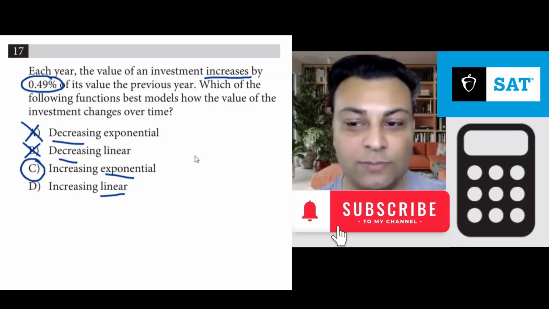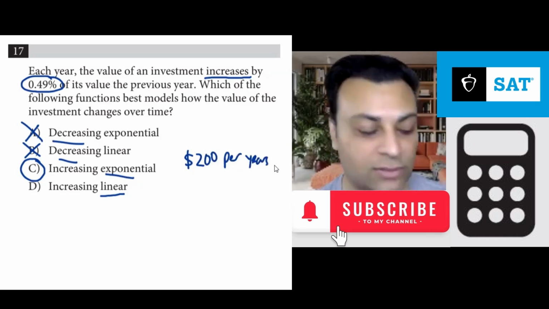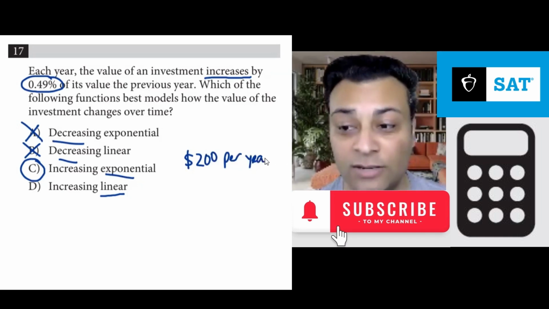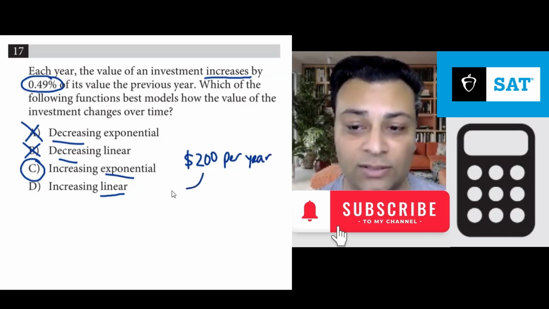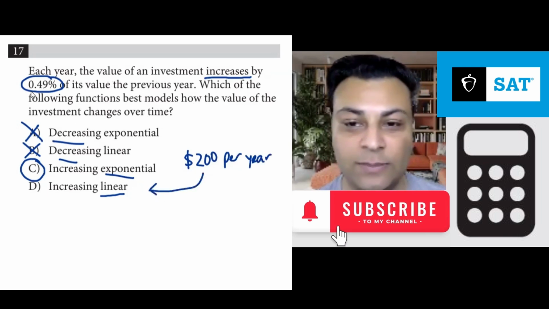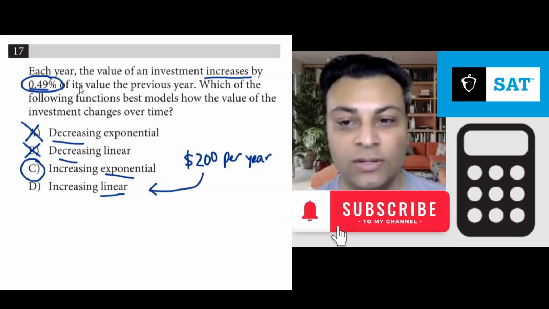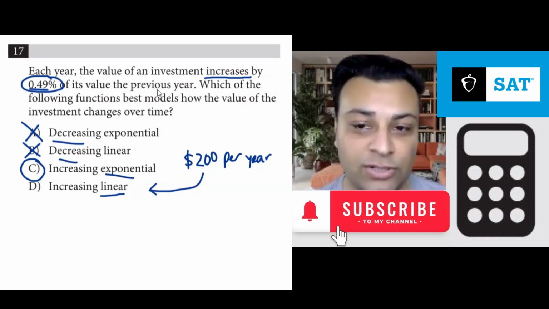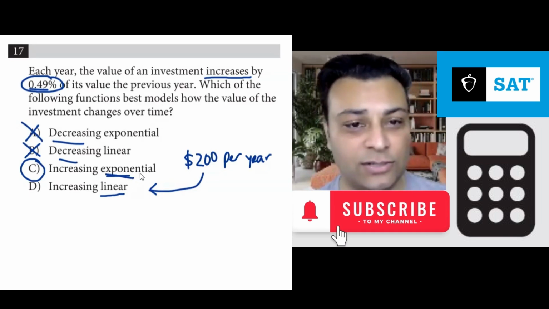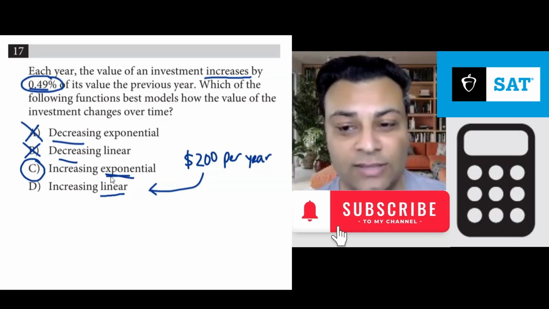Now, if they said increases by, let's say, $200 per year, that's a constant amount of increase per year. That would be linear. But if it increases by a percentage of its previous value, a percentage of its value the previous year, that's exponential because it's not a fixed amount every year. It is a fixed percentage amount every year, and that's exponential.